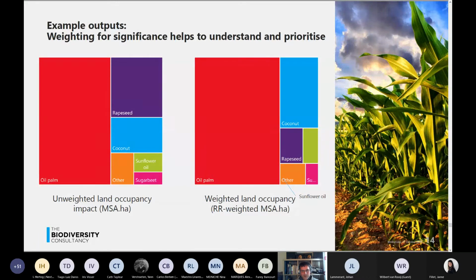So, on the left, you have the unweighted land occupancy from the principal crops that were producing the ingredients, and you see oil palm made up the bulk of that. On the right, you see the difference with the weighting by biodiversity significance, in this case using range rarity. And this was useful for the company in two ways. First, they knew that oil palm was a big part of their impact and was a risk, but they hadn't really seen that it was really the majority of it. The second was coconut. They hadn't really considered that that was a significant part of their impacts. And when it was weighted by the biodiversity significance, it was the second most important impact.